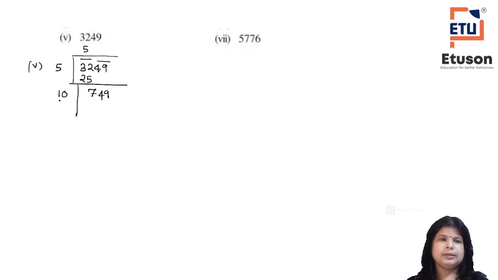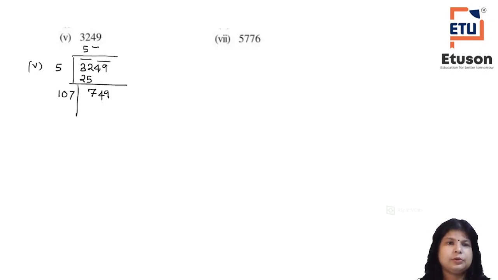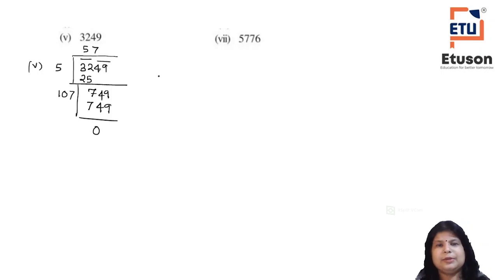Now you have to choose a number so that the product of the new divisor into the number will be equal to or less than 749. In this case I will take 7, so 7 in the quotient also. 107 into 7 is 749, and the remainder is equal to 0. Correct or not? So now you have obtained the square root of 3249, that is equal to 57. Correct?